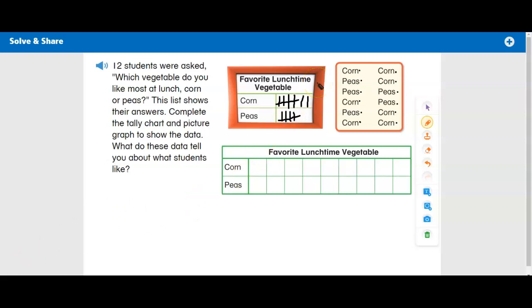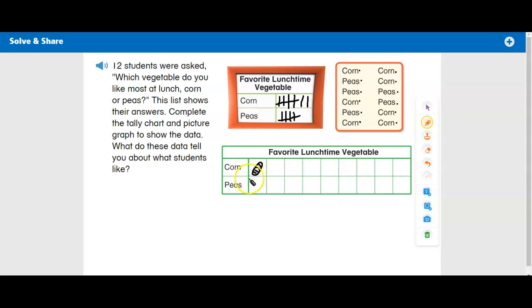Now that we have finished our tally chart, we need to complete our picture graph. In a picture graph, you have to use a picture of the object. Now, I know that I am not the best at drawing. That's okay. I am just going to do my best. I just need all of my symbols to look the same. For corn, I am just going to draw kind of like a corn on the cob and maybe put some rows in it. So my corn is going to look like this.